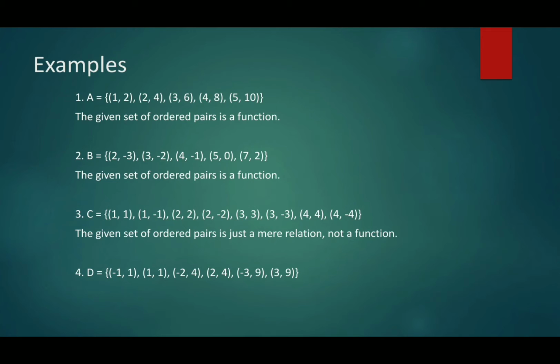So, negative 1, 1, 1, 1, negative 2, 4, 2, 4, negative 3, 9, 3, 9. So, the given set of ordered pairs is a function. Why? Kasi tingnan mo yung x nila, negative 1, 1, negative 2, 2, negative 3, 3. Okay? Magkakapares man sila ng number, pero yung sign nila, magkaiba. Negative 1 and 1. Magkaiba sila sa sign, which is negative and positive. Okay? Also yung negative 2 and 2, tsaka negative 3 and 3.